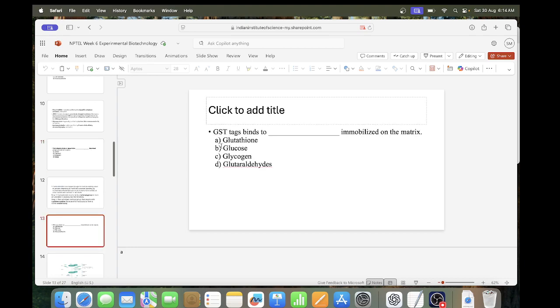The next one is: GST tags bind to dash immobilized on the matrix. Glutathione, glucose, glycogen, glutaraldehyde.